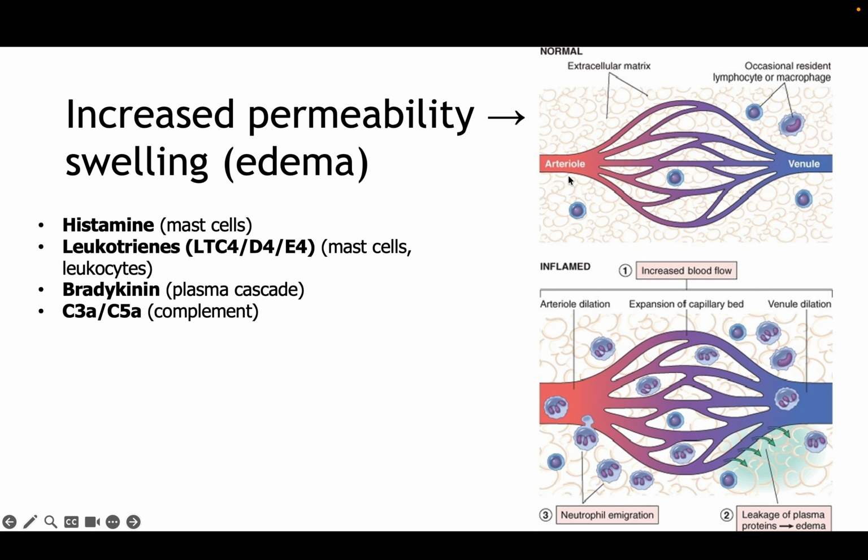And we said all of this is caused by histamines, by these leukotrienes that are coming from mast cells, this bradykinin that I spoke about, and C3a and C5a from the complement system. These are all causing the vasodilation, which is then leading to edema.